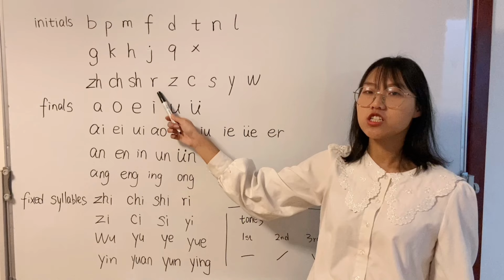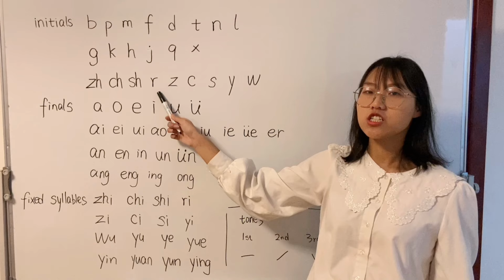Initials means that you have to put this first, right? And then finals, you put this after the initials. That's why it's called finals. And then this one is fixed syllables. Fixed syllables have their own pronunciation, so they cannot combine with the initials and finals. It's their own thing. So all you need to remember is the fixed syllable itself. And last, we have tones. We have the first, second, third, and fourth.